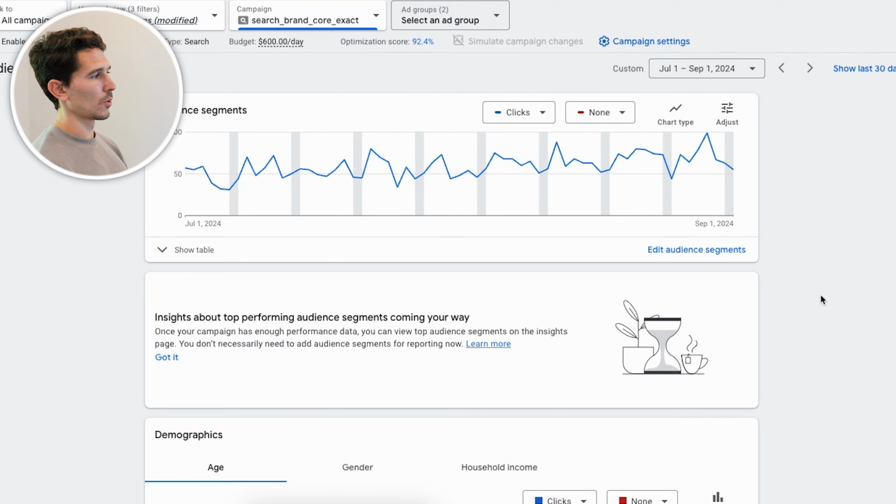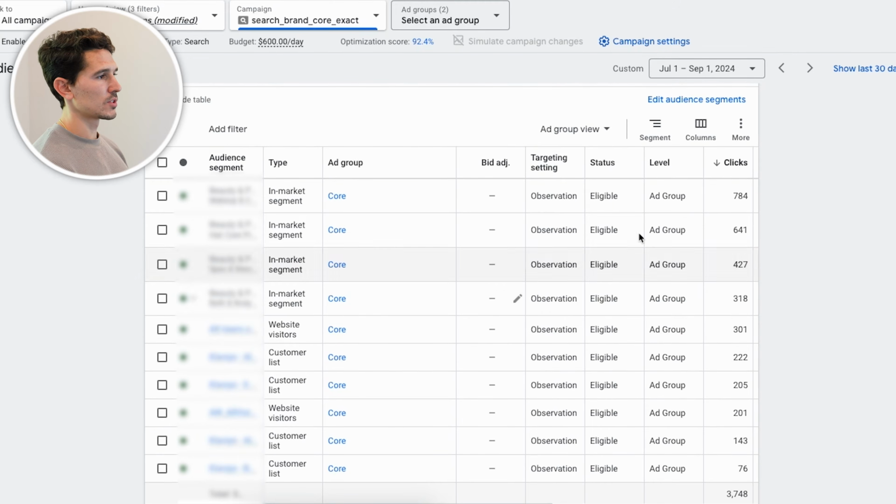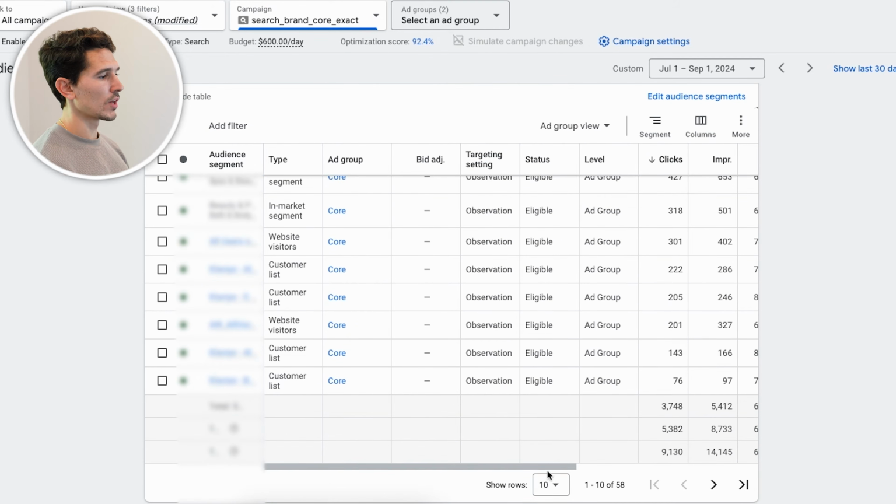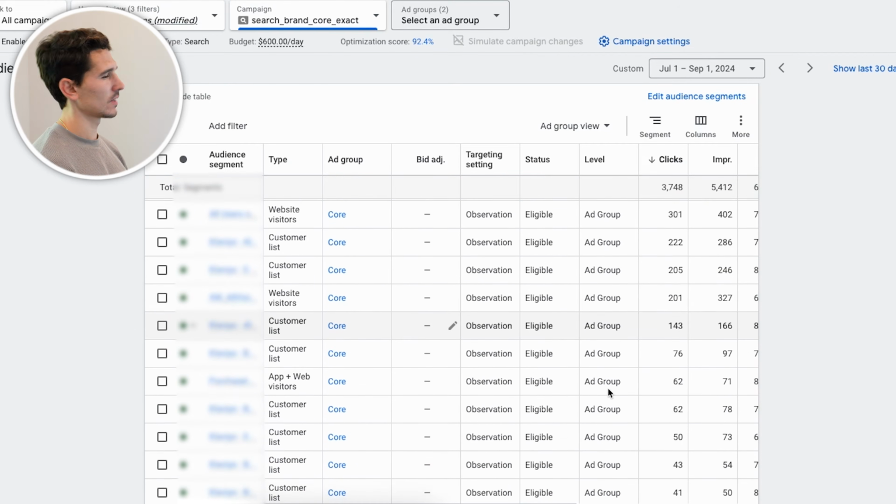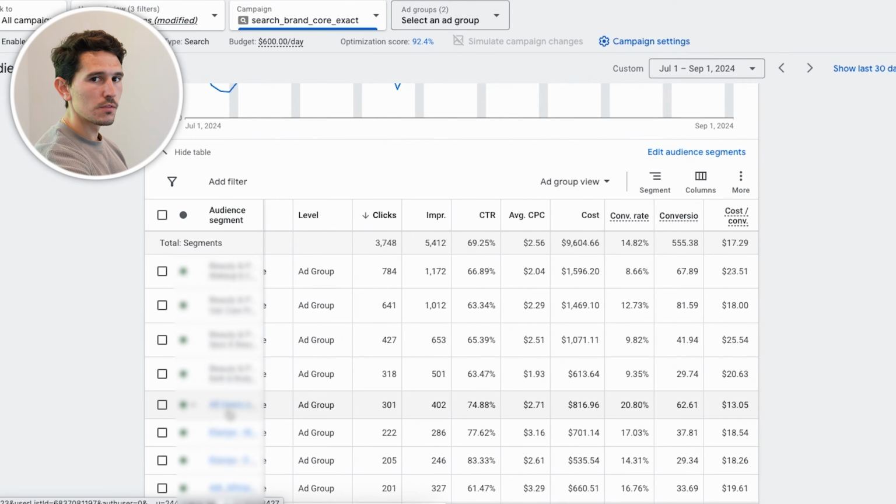So here's why this is so important, because once you go into your audiences and you click show table right here, you're then going to be able to see either at an ad group view or at a campaign view, depending on how you set these up. You're then going to be able to see all of the audiences that you're running. So I have 58 that are running here. I think that's actually a little high. Now I can see all of these key metrics associated to these audience segments.